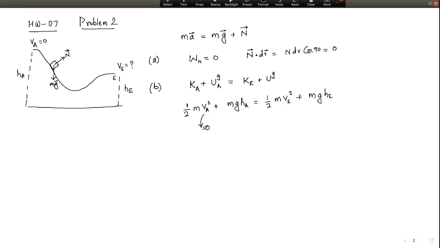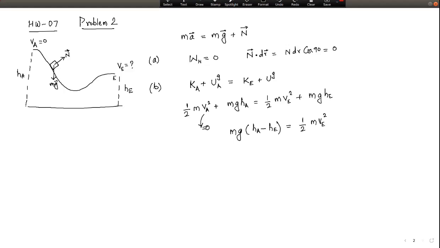The initial velocity at point A is equal to 0, and I can rewrite this equation just for insight. The change in potential energy of gravity is equal to the change in kinetic energy, which is the energy due to motion at point E. At this point, notice that the mass is going to cancel out, which is the answer to part C, how does the result depend on the mass. So if mass cancels out, we don't need that information.